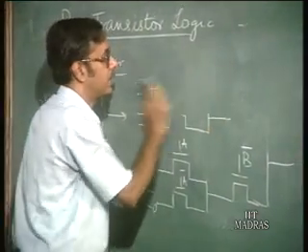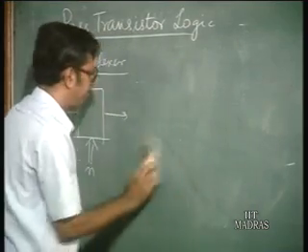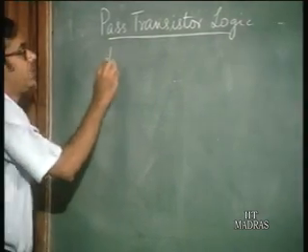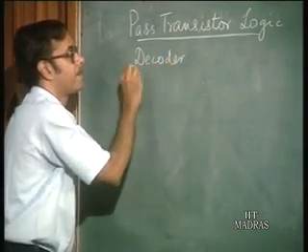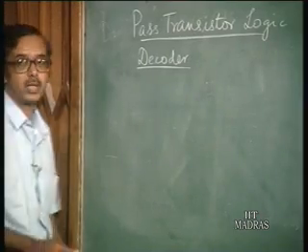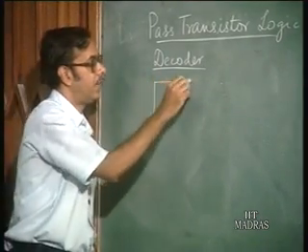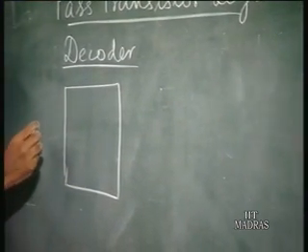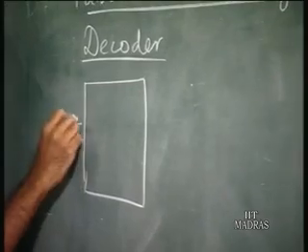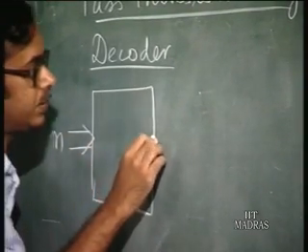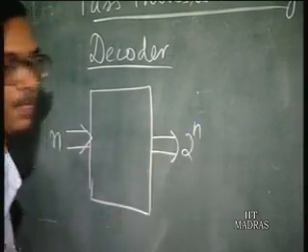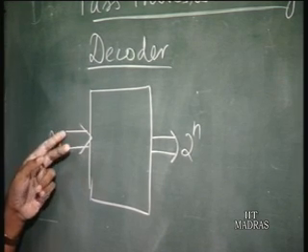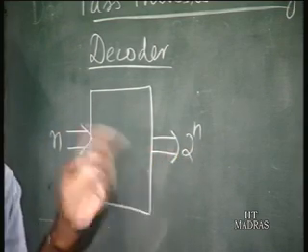Then the other circuit, for example, if you take another circuit, say a decoder circuit. You know what a decoder is? Again, you have how many inputs? You have n inputs, and you have 2 to the power n outputs. Depending on the combination here, one of these outputs is going to be high.